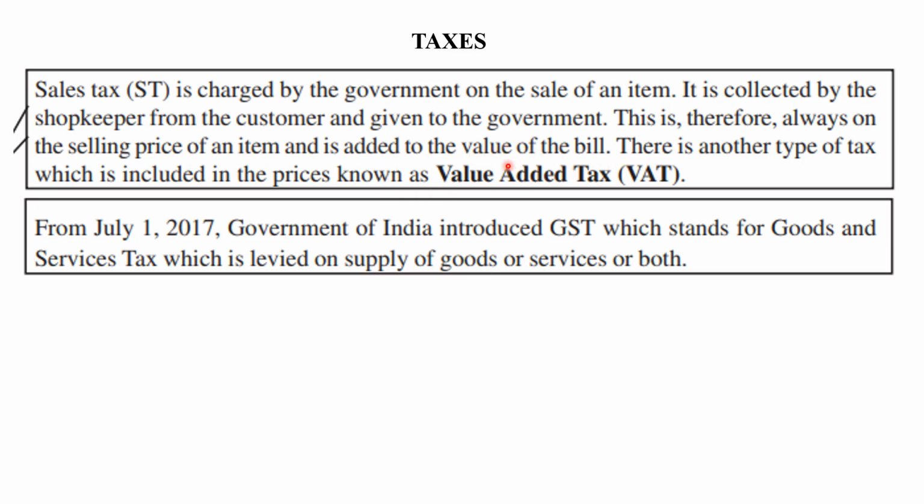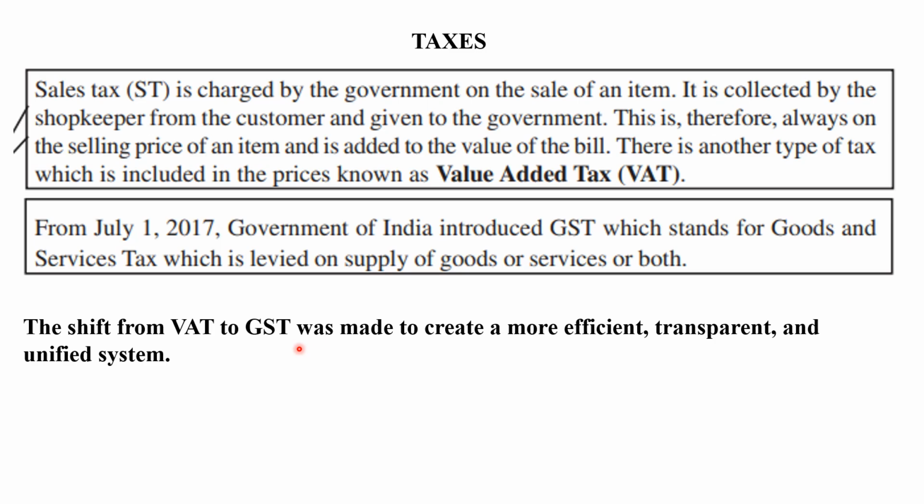Now, there is another type of tax which is known as value added tax. But from July 1st, 2017, the Government of India introduced GST in place of value added tax. GST means goods and services tax, which is levied on supply of goods and services or both. Why has the Indian government introduced GST in place of VAT? Because the government took the shift from VAT to GST to create a more efficient, transparent and unified system.